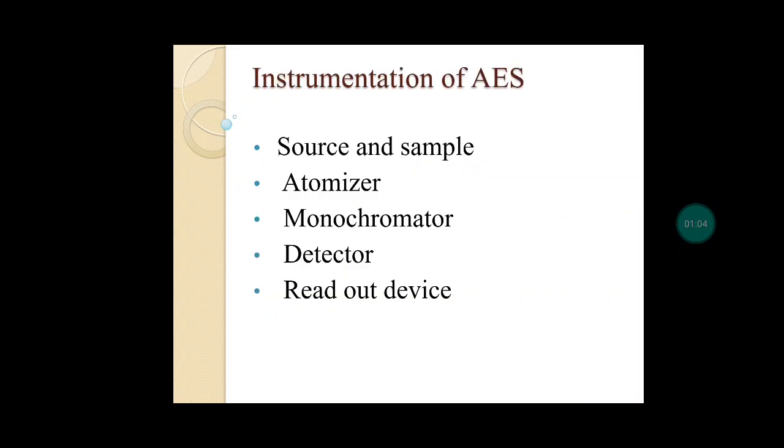Then the instrumentation of atomic emission spectroscopy. There are various components of an atomic emission instrument. First is the source and sample. Second is the atomizer. Third is the monochromator. Fourth is the detector and readout device.